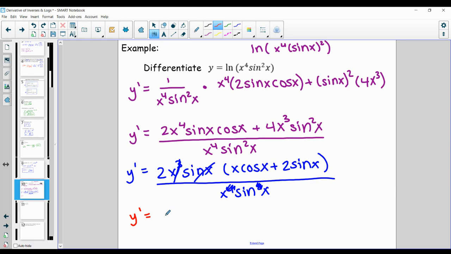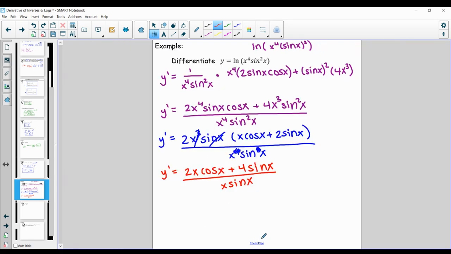So y prime. So right now we have the 2. So I'm just going to distribute it in. So I've got 2x cosine x plus 4 sine x over x sine x. So again, that's better, but it's still not fully simplified.